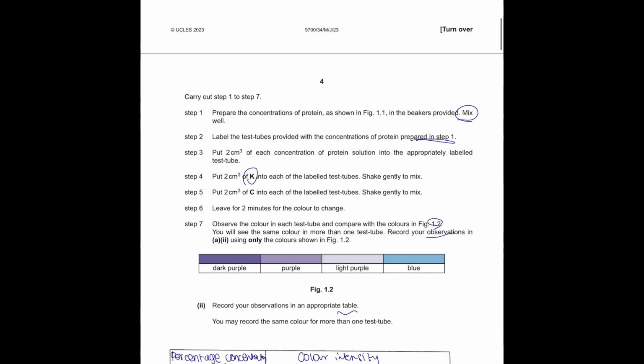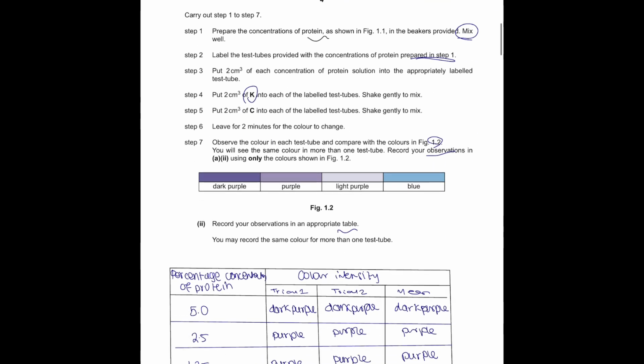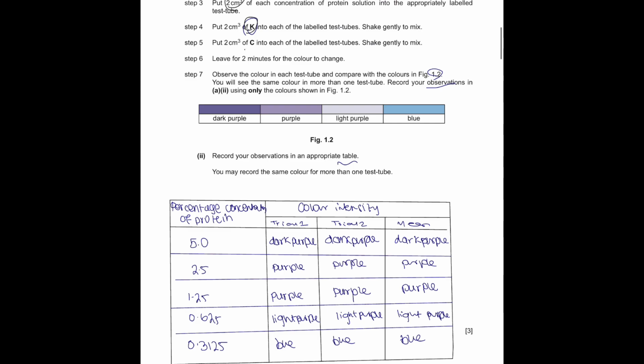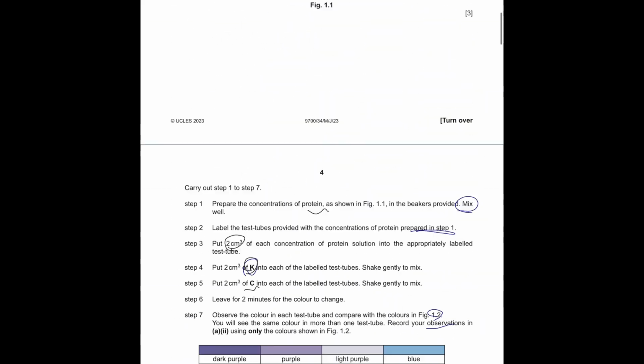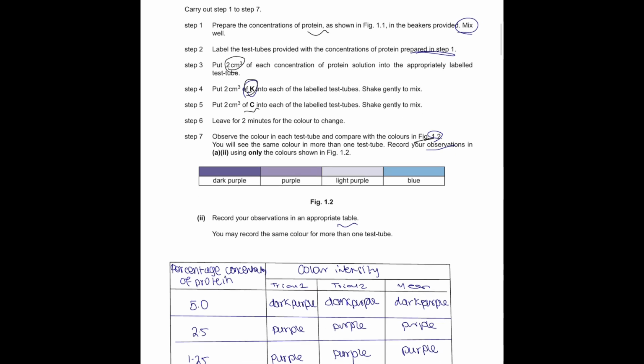Okay, so now it's telling us to prepare the concentrations, label the test tubes, and put 2 cm³ of each concentration, and then put 2 cm³ of K, which is potassium hydroxide, and 2 cm³ of C, which is copper sulfate solution. Okay, and then we need to observe the color in each test tube. Compare the colors to this figure.